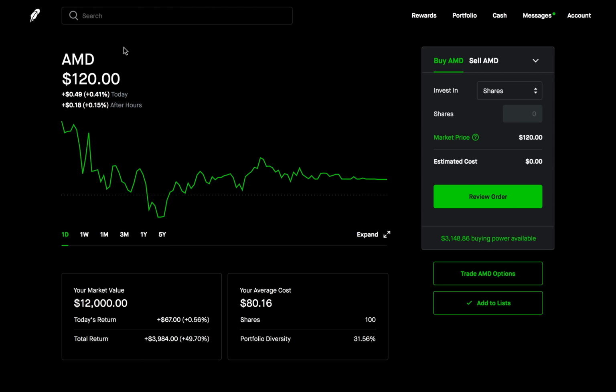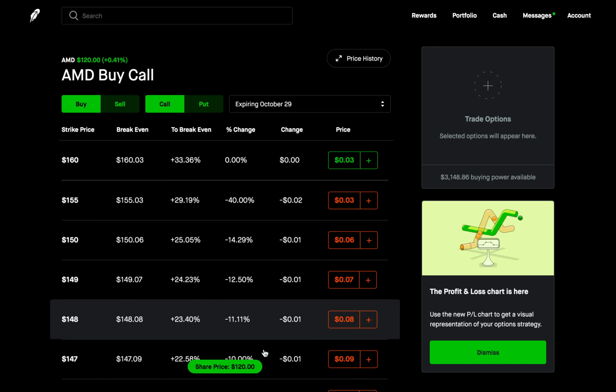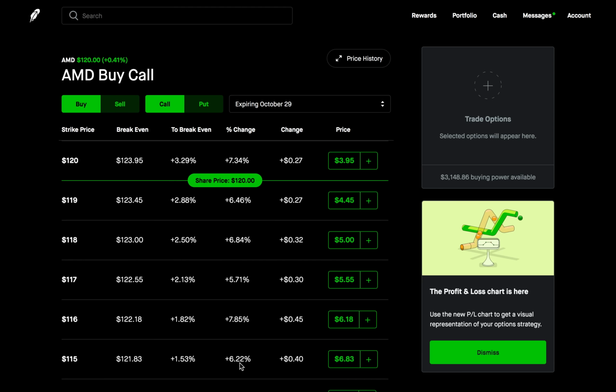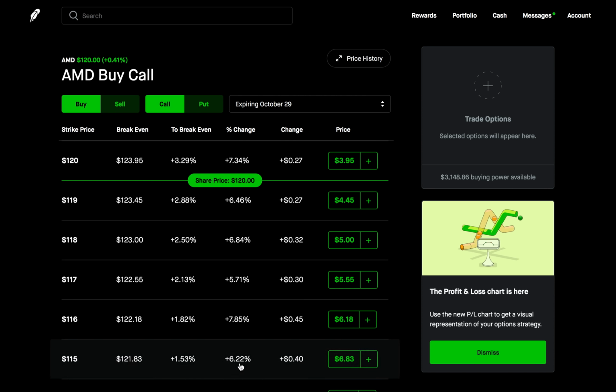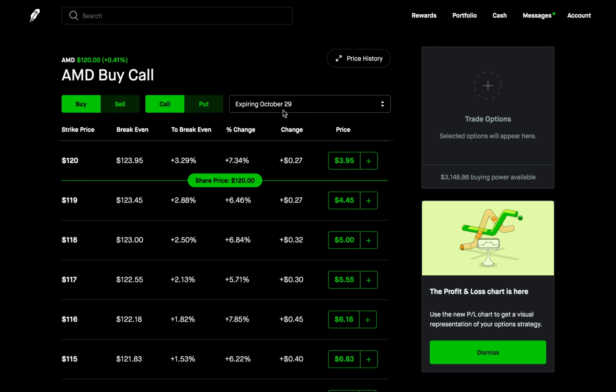So first thing we want to do, for whatever stock you want to do this on, is go over to the options for that stock. So we're going to go over to the options for AMD. So let's go to trade AMD options here. The first thing we want to do is choose the very first expiration date following the earnings date. So the earnings date for AMD is Tuesday after the close. So the very first expiration after that will be the October 29th expiration. So I'm going to leave this as October 29th.